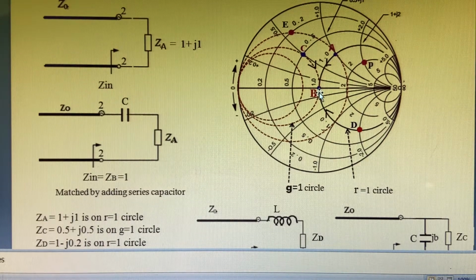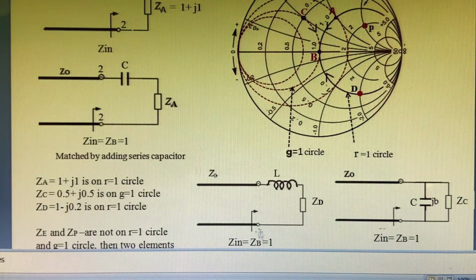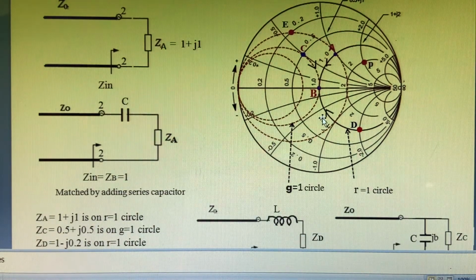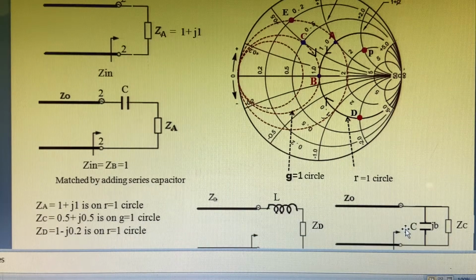We can find the component value. Similarly, D also is on the R equal to 1 circle. You can easily move here like this. So if your load points are on either the G equal to 1 circle or the R equal to 1 circle, then one component is enough to get the impedance match. Input impedance match we can get easily by adding one component. As we did now, one component is enough to get the impedance matching.